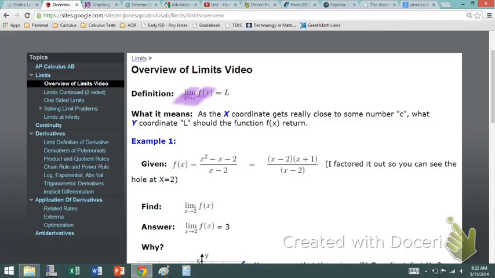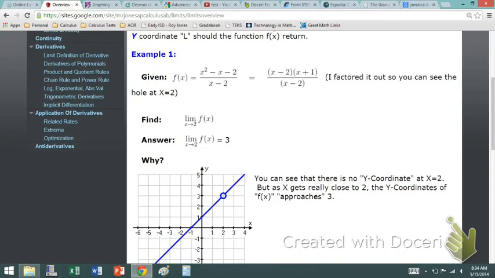And what that's telling you is, as the x coordinate gets really close to some number c, what y value would f of x return? So let's look at an example here and see if this makes sense. I've got the function in example 1 right here: f of x equals x squared minus x minus 2, divided by x minus 2.